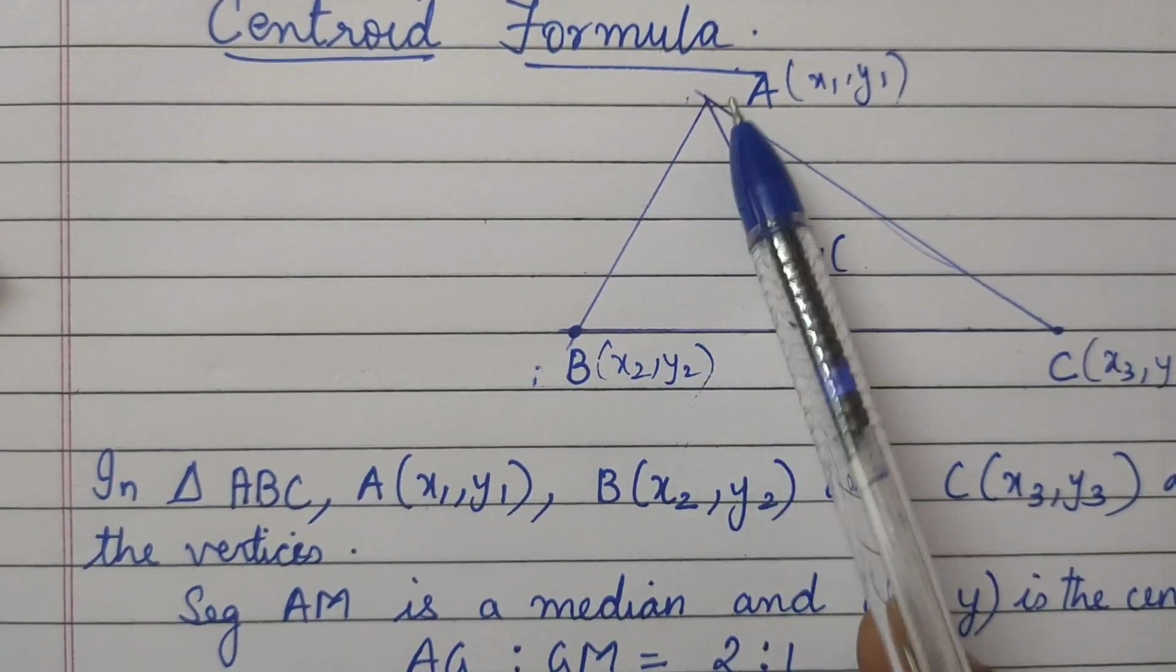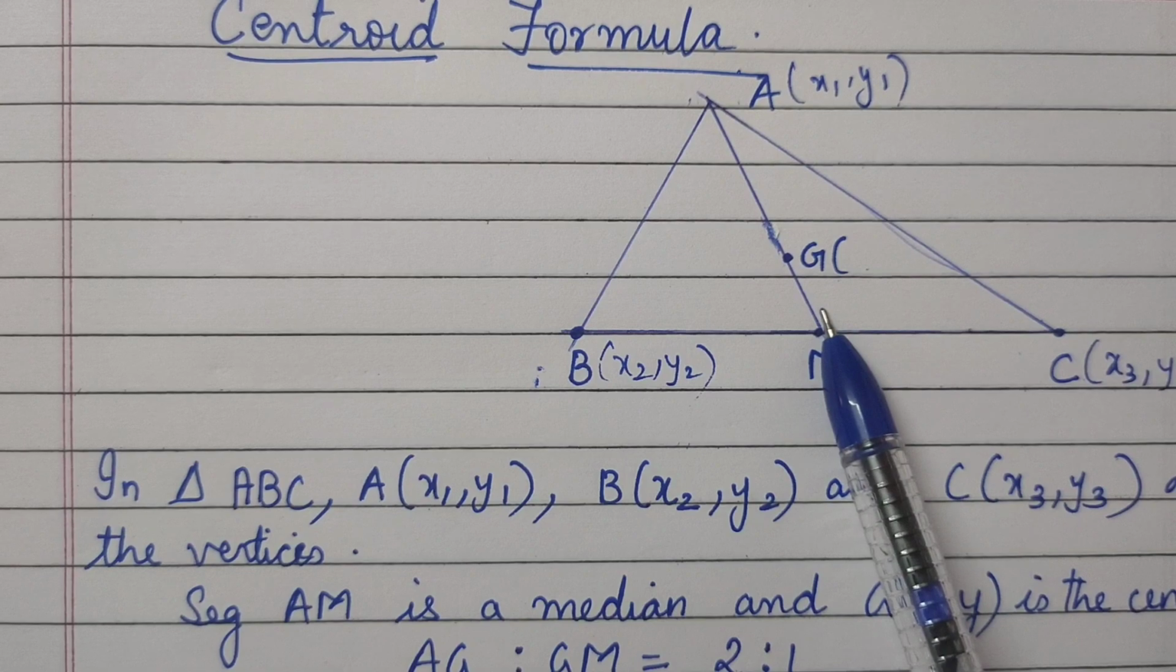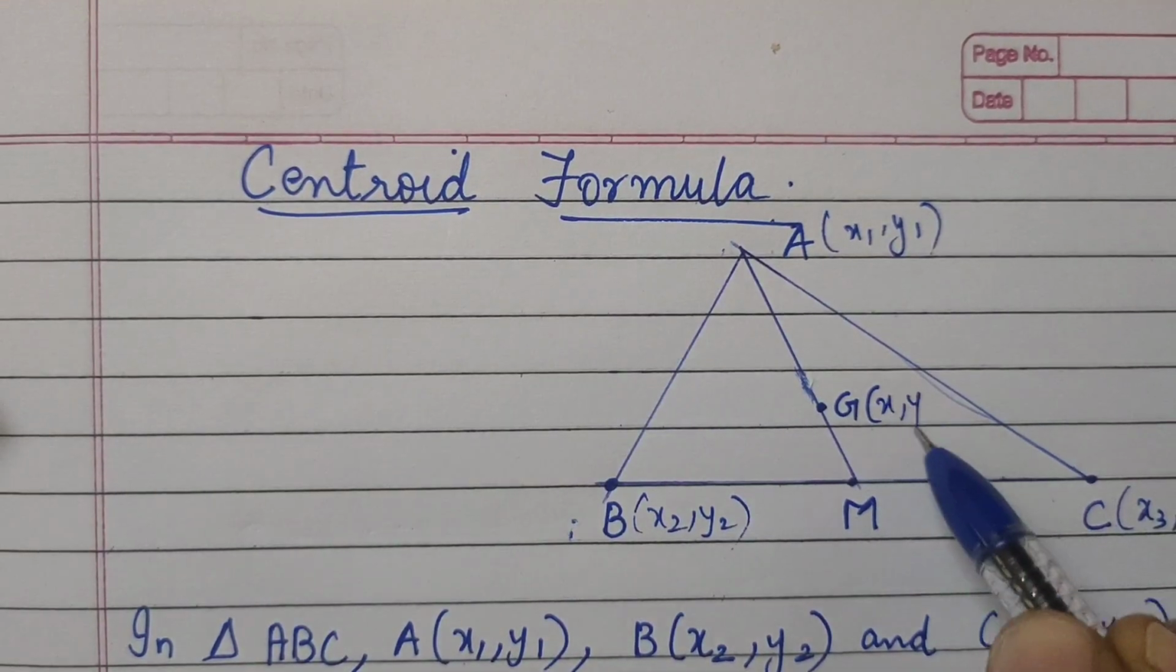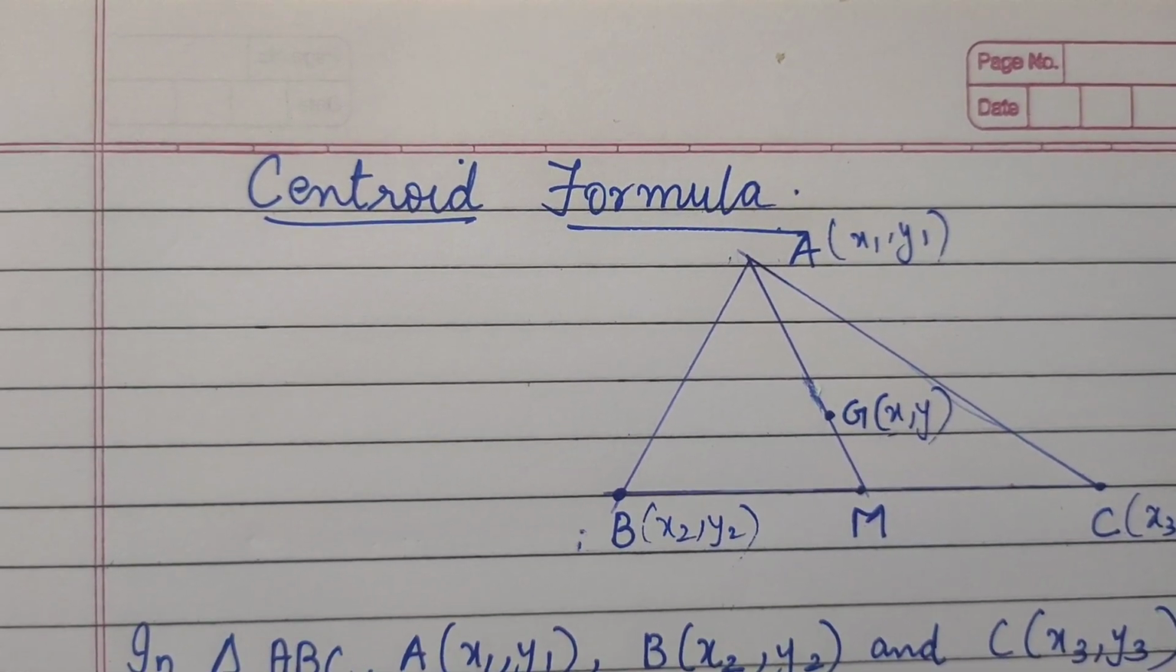Now segment AM is the median. I have just now discussed with you. AM is the median, and this is XY. Here we will assume that XY is the point of the centroid.